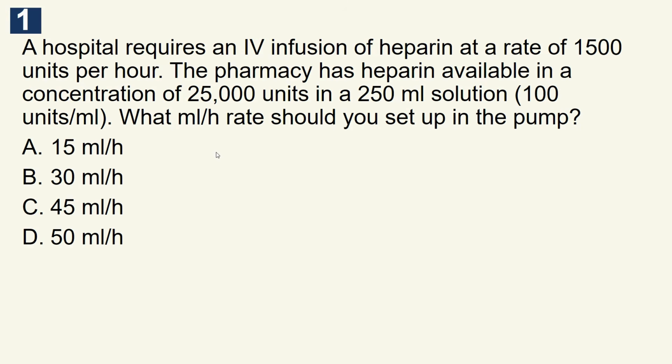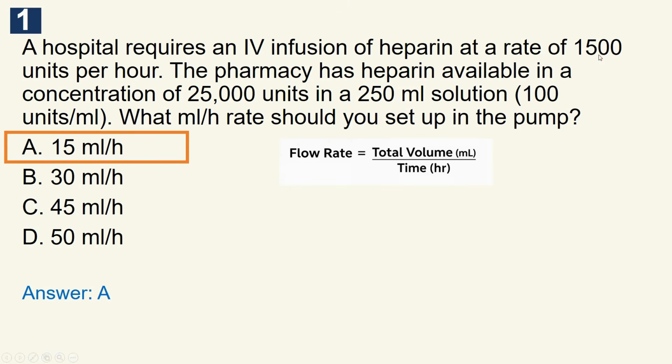A, 15 mL per hour. B, 30 mL per hour. C, 45 mL. And D, 50. The correct answer here is A. Let's see how we got A. The formula for flow rate is total volume over time in hours. First you have to identify what the total volume is. Here it says 1500 units per hour, which gives the rate, and the total volume is 250 mL of solution.